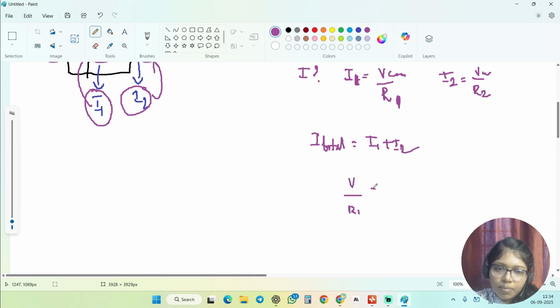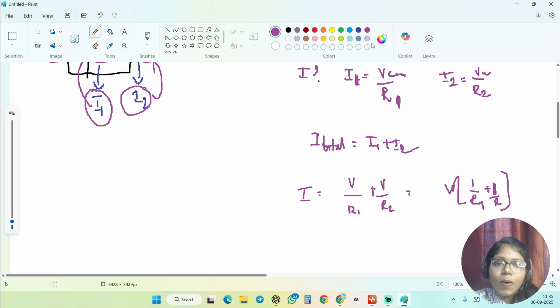So now V by R1 plus V by R2. So the total current equals V times (1 by R1 plus 1 by R2). This is how it is calculated. So this concept is clear.